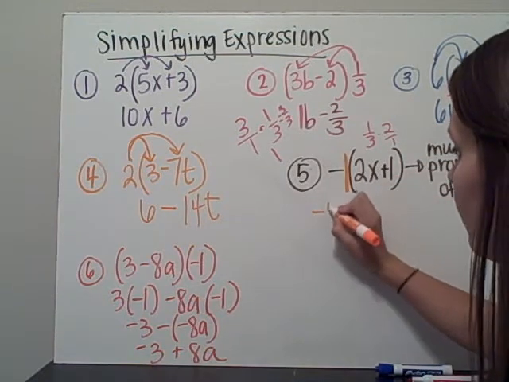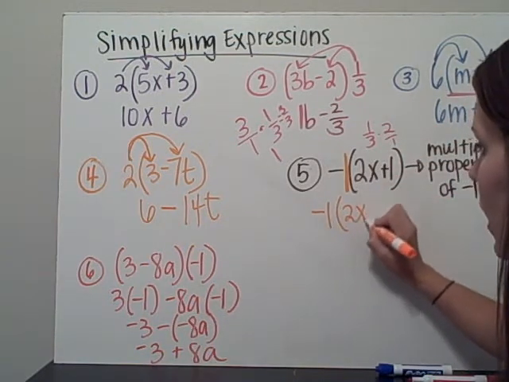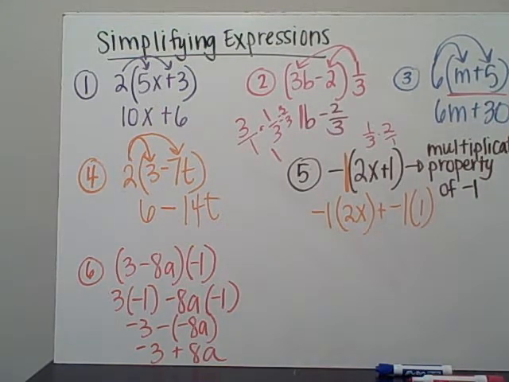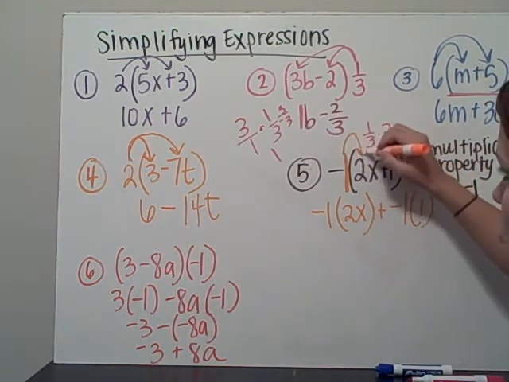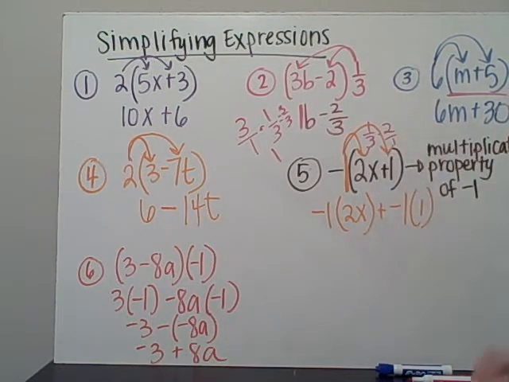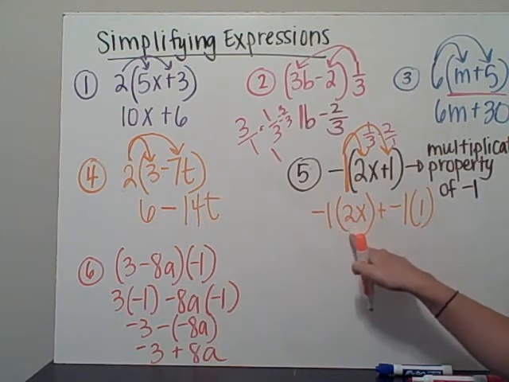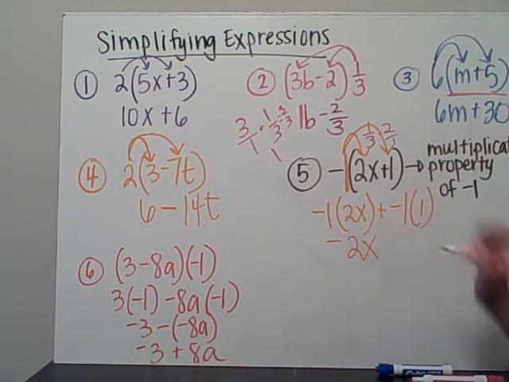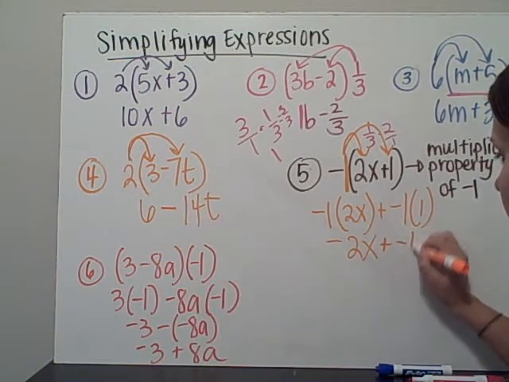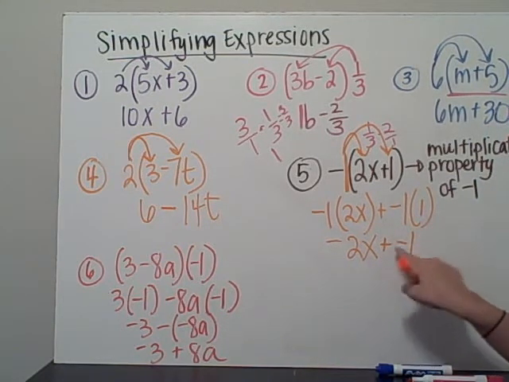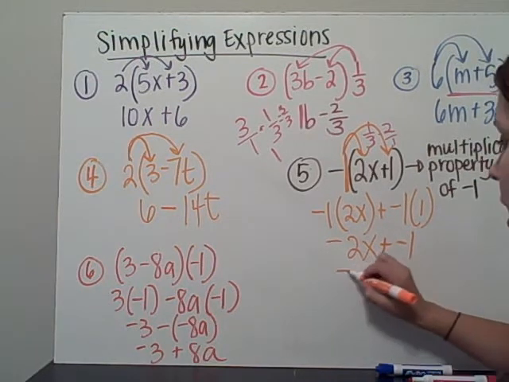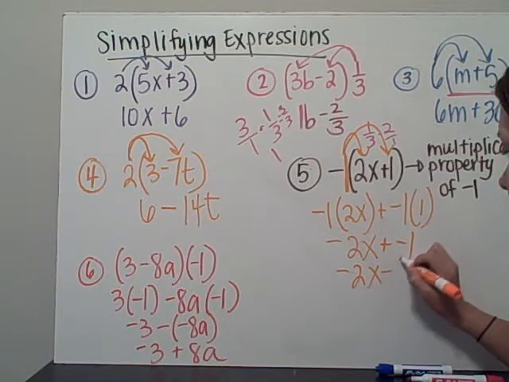So we have -1 times 2x plus a -1 times 1. So all I did was distribute to each one in the parentheses. -1 times 2x is a -2x. -1 times 1 is plus a -1. So we can rewrite this based on our definition of subtraction as -2x minus 1.